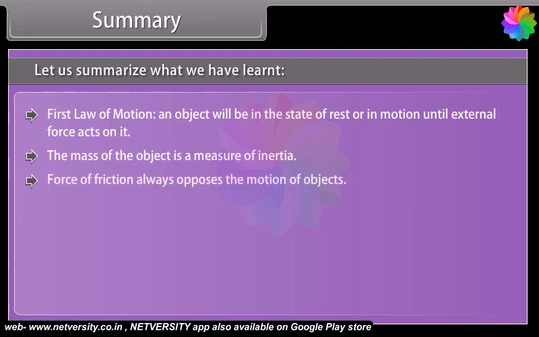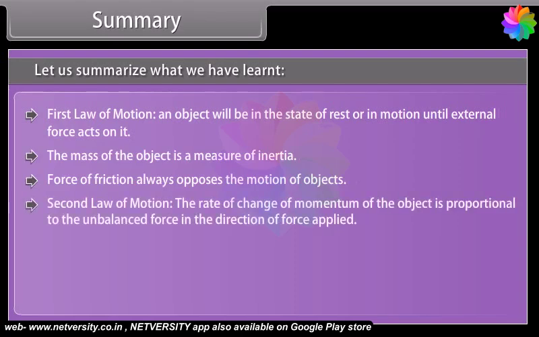Force of friction always opposes the motion of objects. Second law of motion. The rate of change of momentum of the object is proportional to the unbalanced force in the direction of force applied. The SI unit of force is kilogram meter per second square.